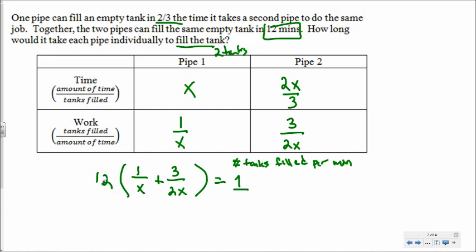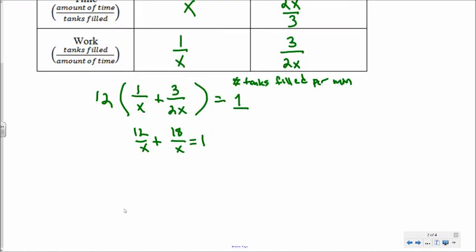So if I look at this, I can distribute the 12, and I get 12 over x plus, and then 12 divided by 2 is 6, times 3 would be 18 over x equals 1. I'll transform this equation by multiplying by the LCD, which is x. So I get 12 plus 18 equals x, and I get x equals 30.